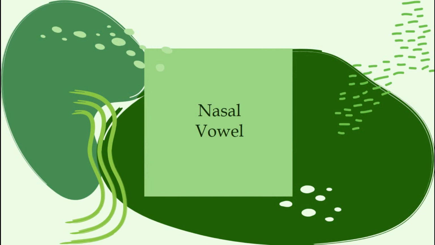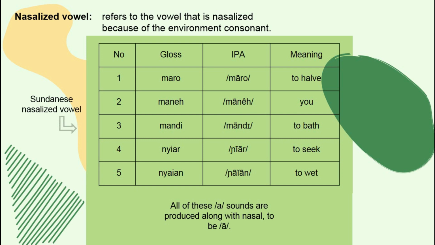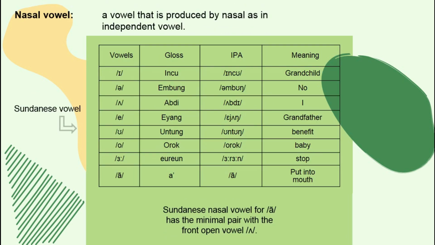The last category of vowel is the nasal vowel. There are two main terms here. The first, nasal vowel, is referred to as a vowel that is nasal because of the environment consonant. All of the sounds in the table are produced along with nasal. These vowel sounds are changed because of the environment consonant sound. The second, nasal vowel, is a vowel that is produced by nasal as an independent vowel. It is understandable because the Sundanese nasal vowel has a minimal pair with the front open vowel a.